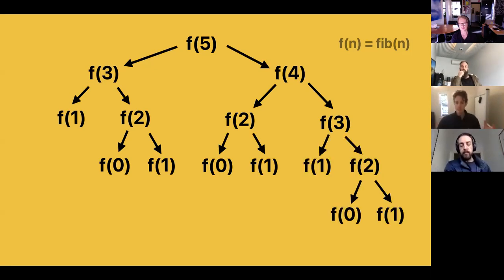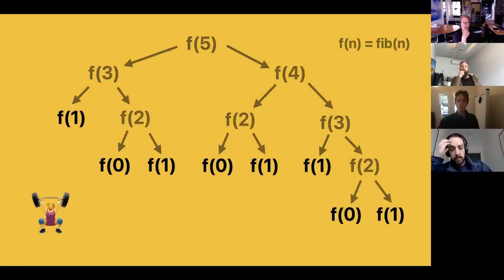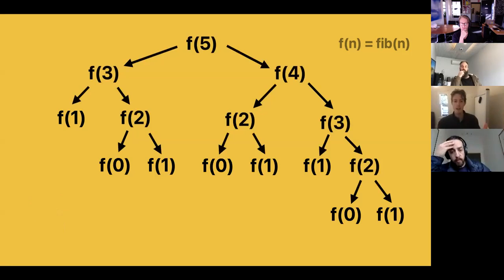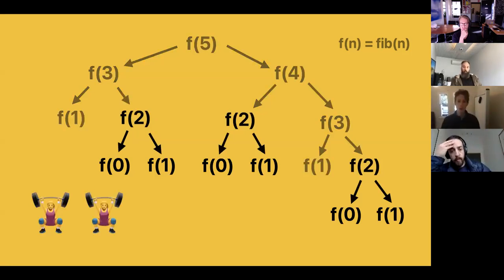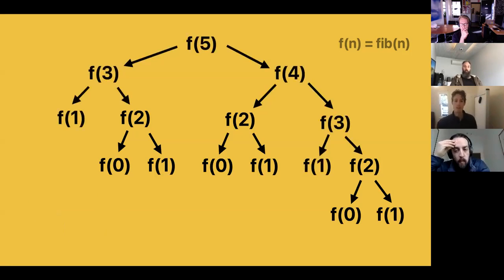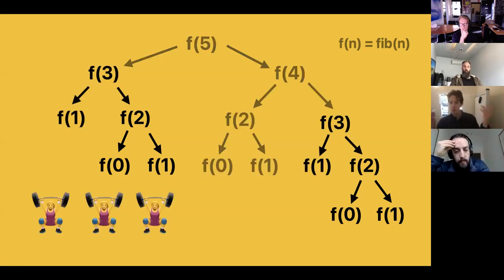And what you can see is that we're repeating a lot of computation. We're calling f of 1, f of 0, what's that, like 8 times or whatever, right? If you look at f of 2, we're calling that 3 times. We're recomputing that 3 times. And f of 3, we're recomputing that twice. So we're doing a lot of extra work that we don't need to do.